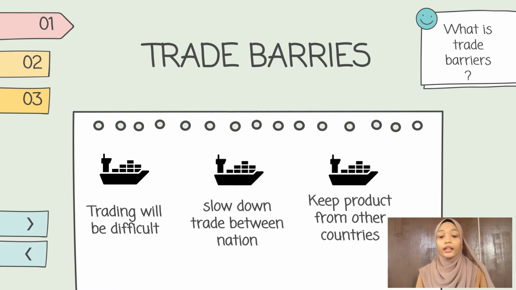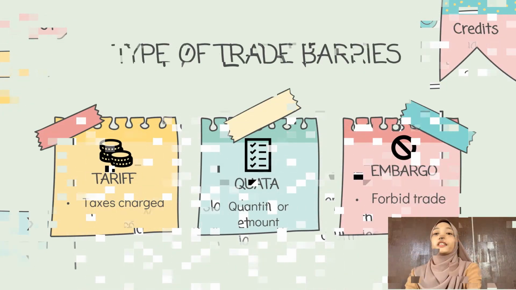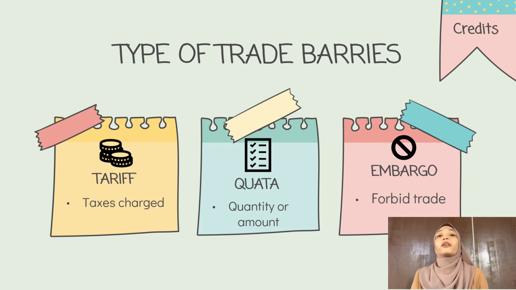The second one is slow down trade between nations. This is because some countries control the entry of goods from foreign countries, so that there are not too many products produced from another country. The third one is keep product from other country. This means a country controls foreign products because they want to encourage people to buy more local products. So these are the causes of international trade barrier.